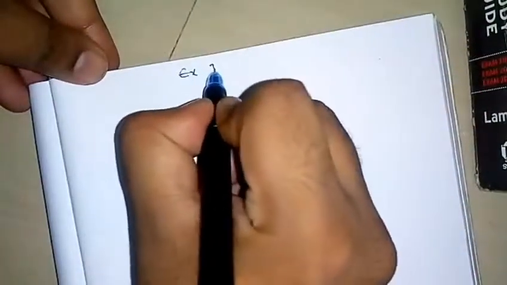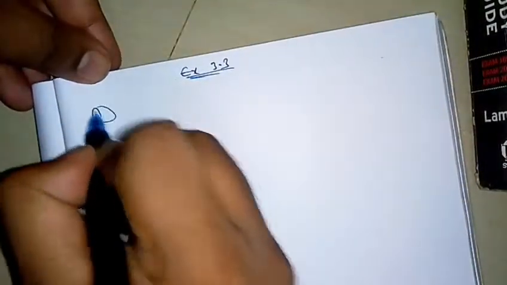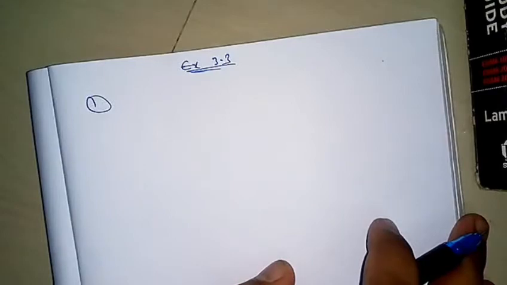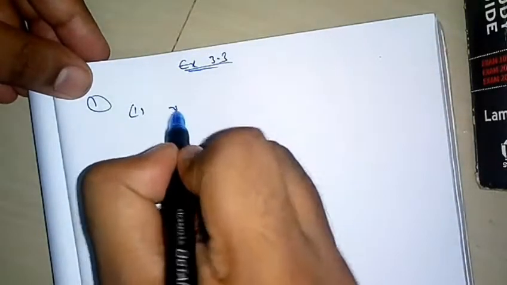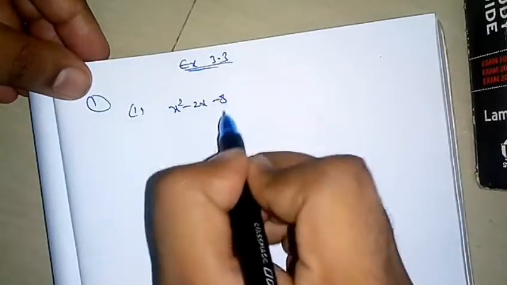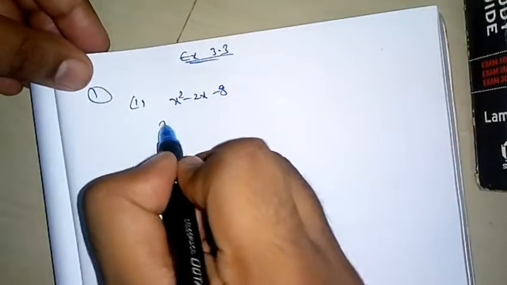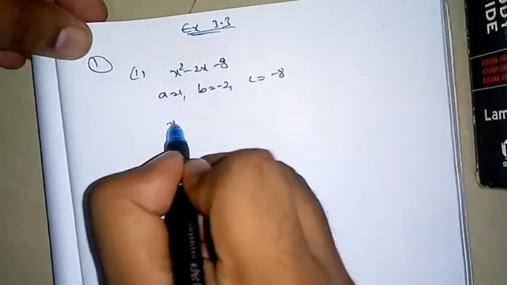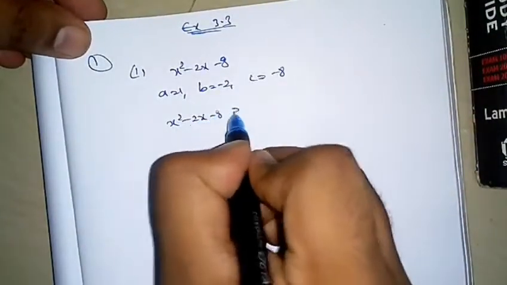Next exercise 3.3. First one, find the zeros of the following quadratic polynomials and verify the relation between zeros and coefficients. So first one, x square minus 2x minus 8. Here a is equal to 1, b is equal to minus 2, c is equal to minus 8. Find the roots. x square minus 2x minus 8 is equal to 0.